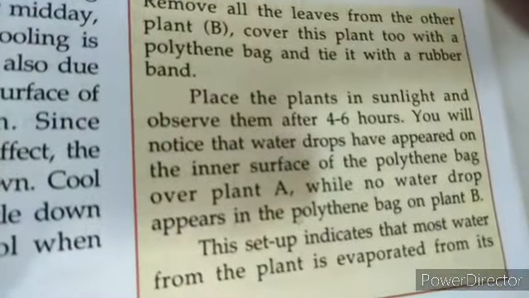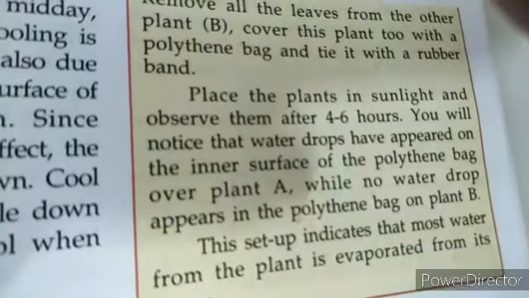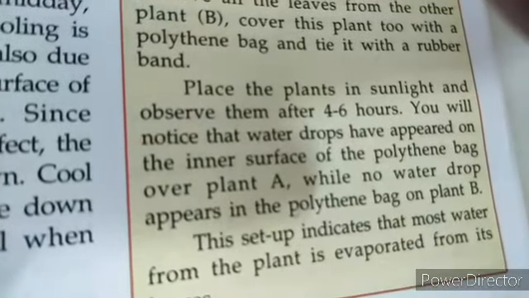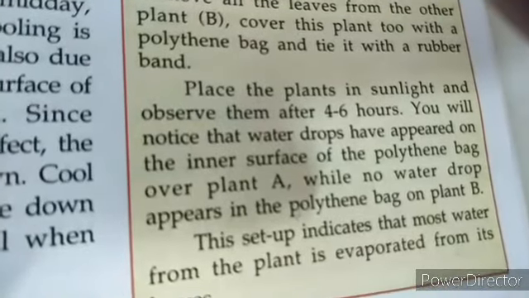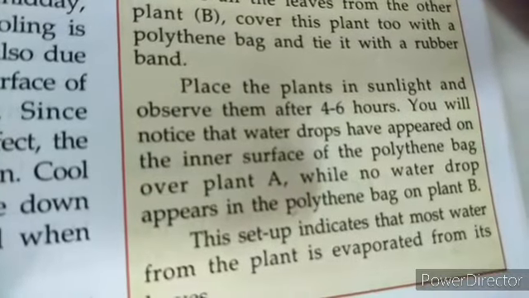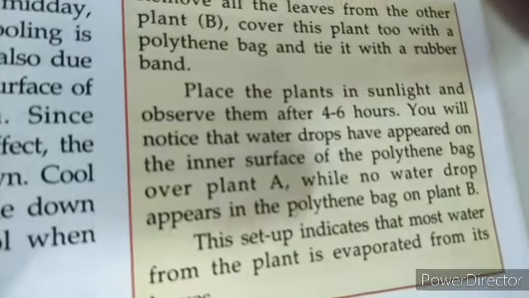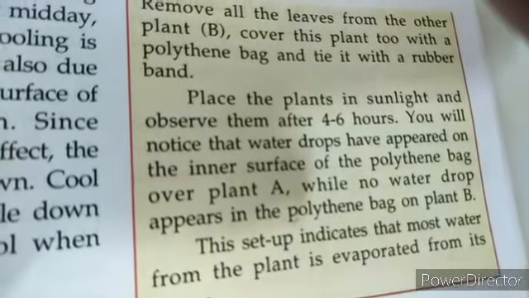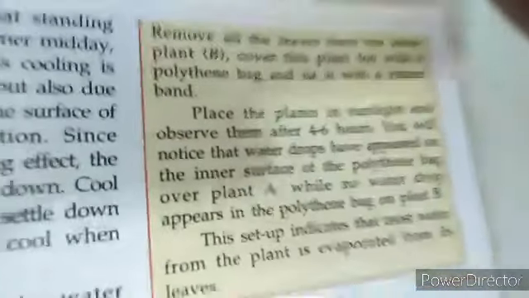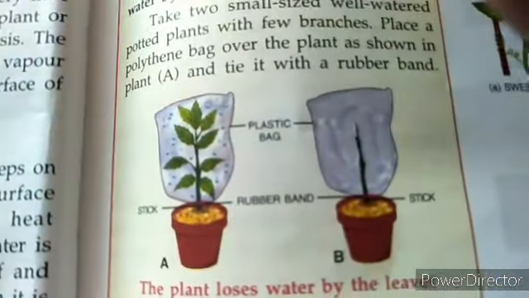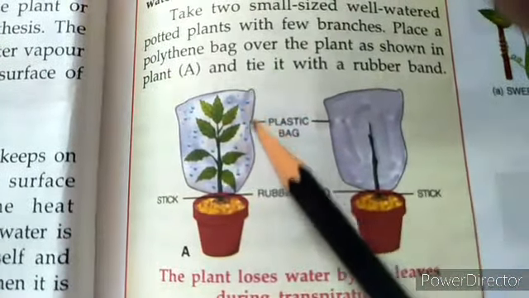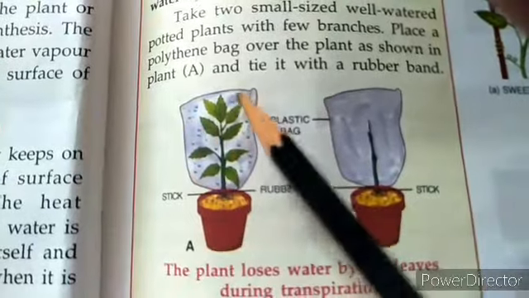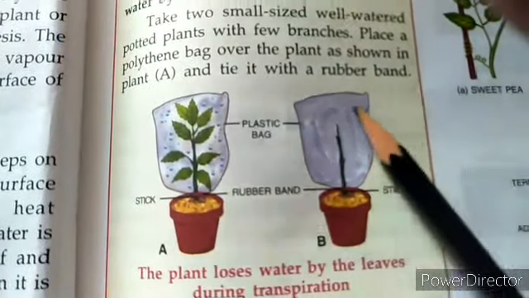Place the plant in sunlight and observe them after 4 to 5 hours or 4 to 6 hours. You will notice that the water droplets have appeared on the inner surface of the polythene bag over plant A, which has leaves, and there are no water droplets appearing in the polythene bag of plant B, which has no leaves. So after some time, you will find water droplets inside the polythene bag with the plant that has leaves, and there will be no water droplets in the other.